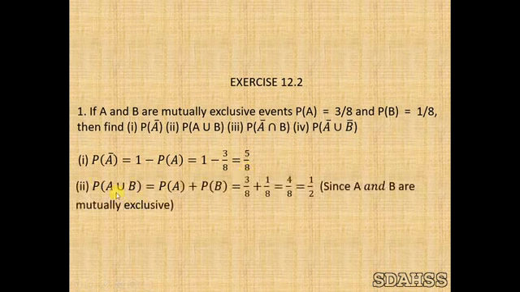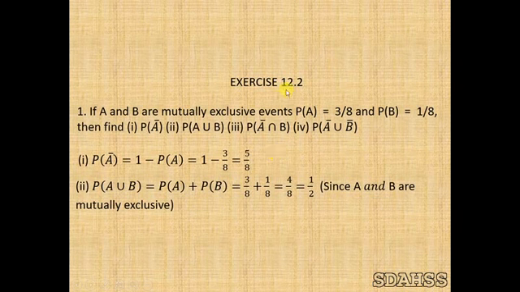Subdivision 2. P of A union B. We know that P of A union B is P of A plus P of B minus P of A intersection B. Here in the question, A and B are mutually exclusive events. This means that P of A intersection B is 0. So you have P of A union B is equal to P of A plus P of B.